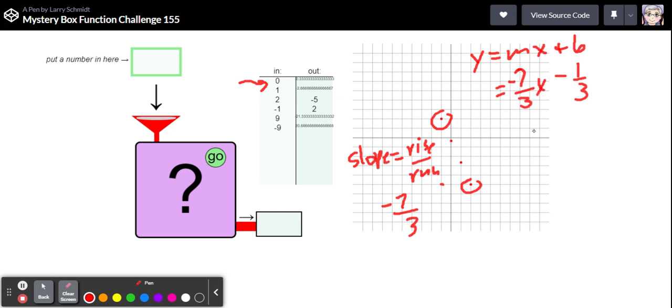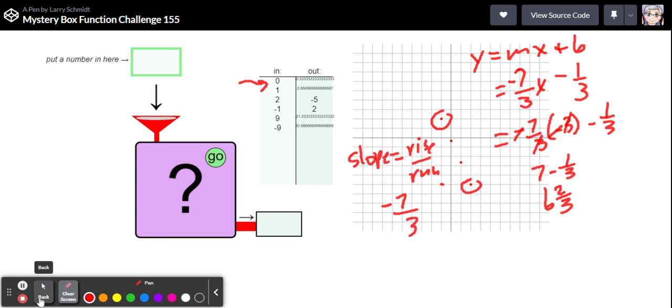So I'm pretty confident about this, but let's test with one more point. Let's see, what if we put in a negative 3? What would we get? So that's negative 7/3 times negative 3 minus 1/3. So negative 7/3 times a negative 3, those negative signs are going to cancel out, and the 3 here will cancel with the 3 here. So we just get a positive 7 minus 1/3. So this should be 6 2/3 if we put in a negative 3.